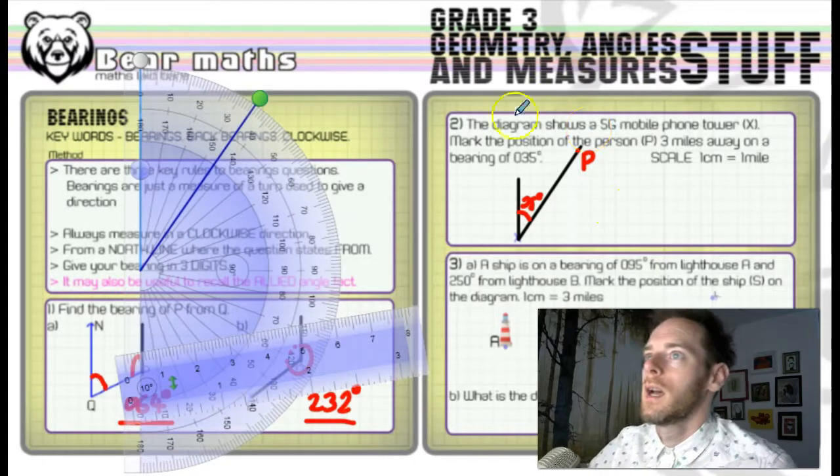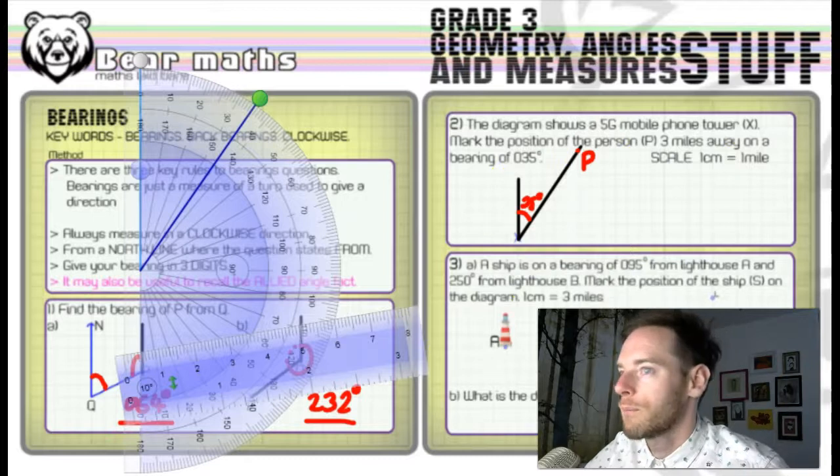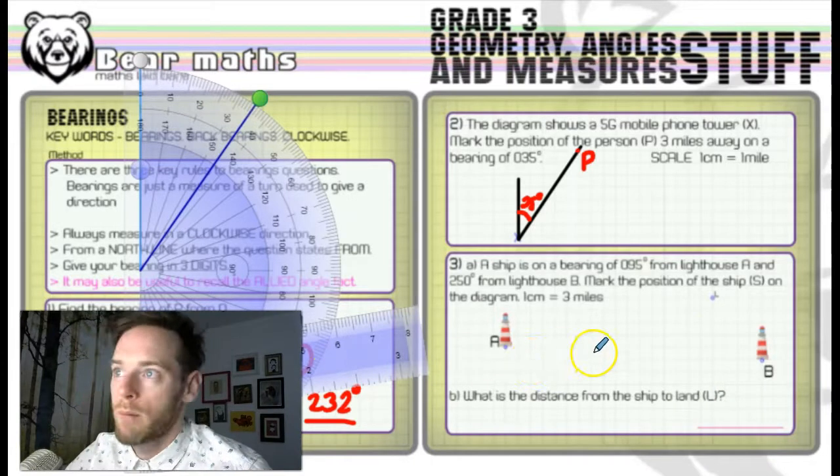So slightly more difficult. You have to measure the 35-degree angle and then decide whether the person was introducing the scale, but actually not too challenging, I wouldn't have thought. Hopefully not anyway. Right, now third and final question, nice exam-style one.